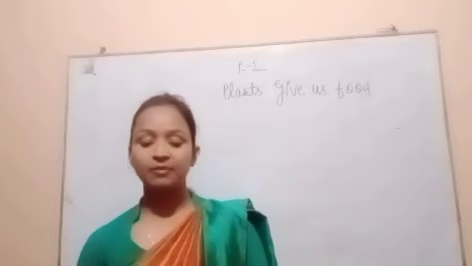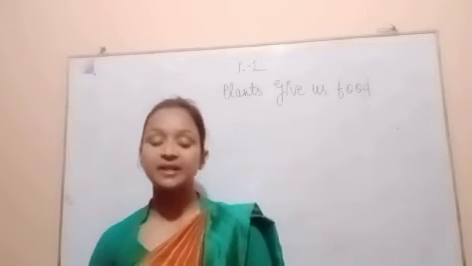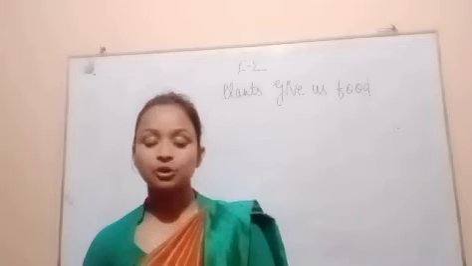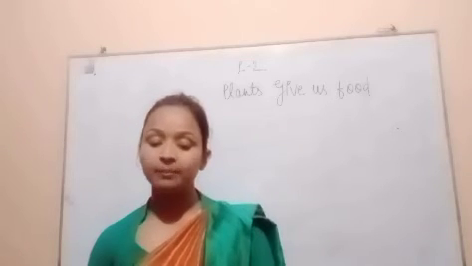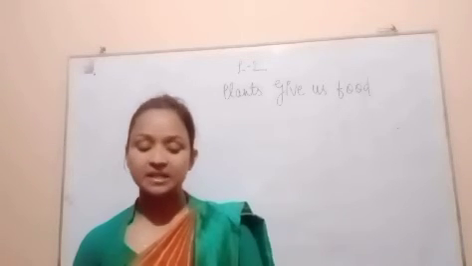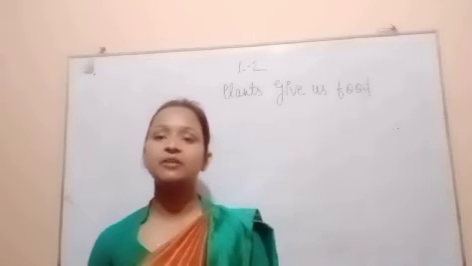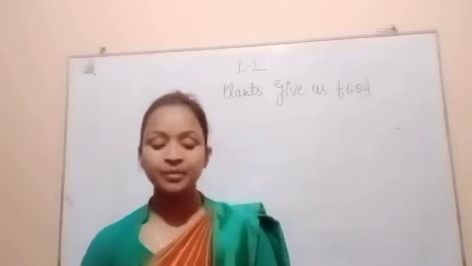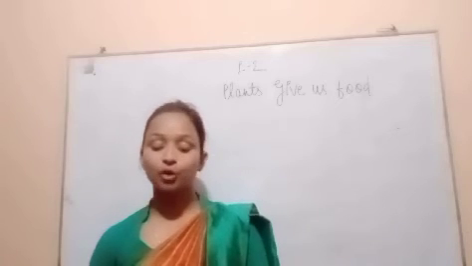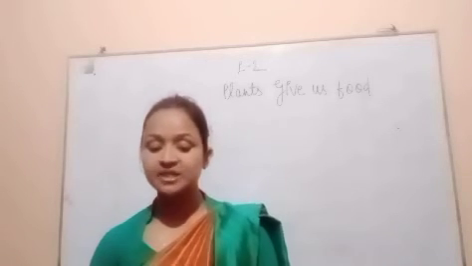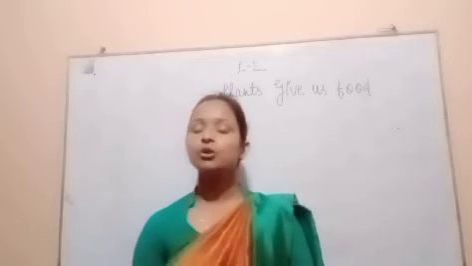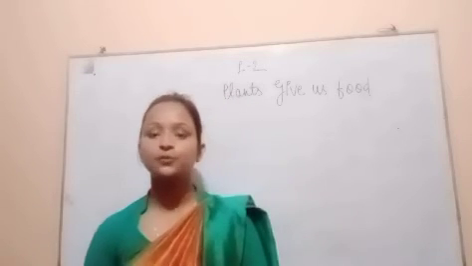Potato is the world's widely grown vegetable, and we get many types of spices like cardamom, clove, cumin and black pepper from the plants. Spices we are also getting from different kinds of plants. And we get nuts like walnuts, almonds and cashew nuts from the plants. So this is all about chapter 2, plants give us food.